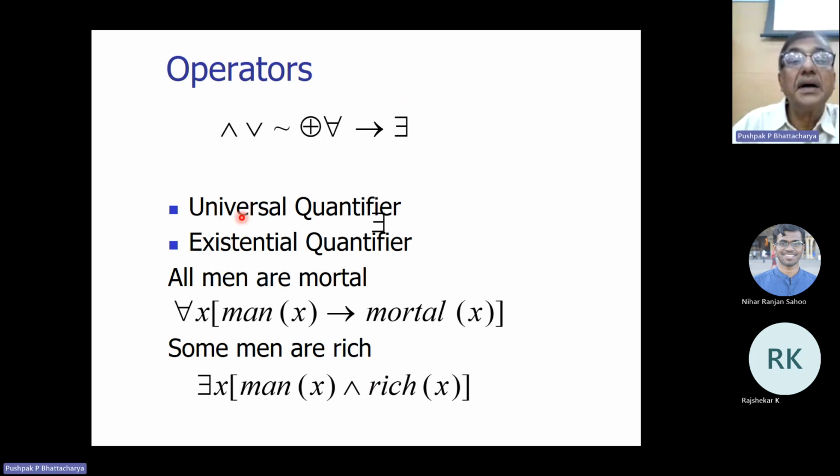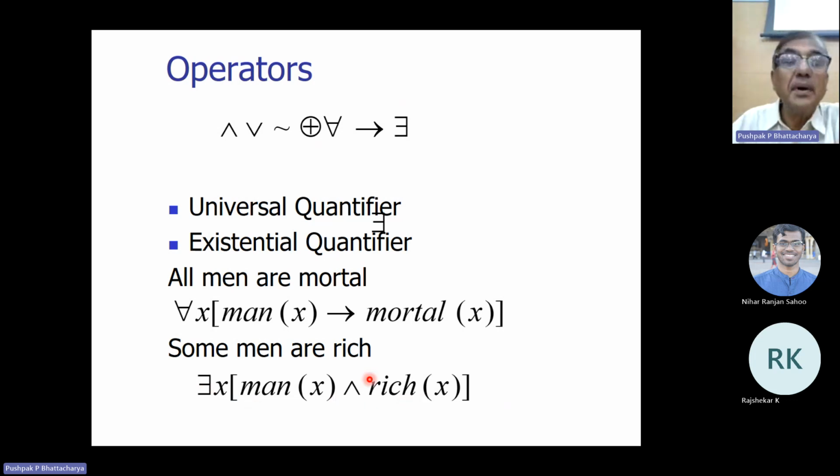The operators we know are and, or, not, exclusive or, universal quantification, implication, and there exists. We also know that all these operators are not needed. There is a minimal set of operators. Okay, so you can operate with, for example, not, implication, and one of the quantifiers, existential or universal. Universal quantifier, existential quantifier: all men are mortal. For all x, man x implies mortal x. Some men are rich: there exists x, man x and rich x.